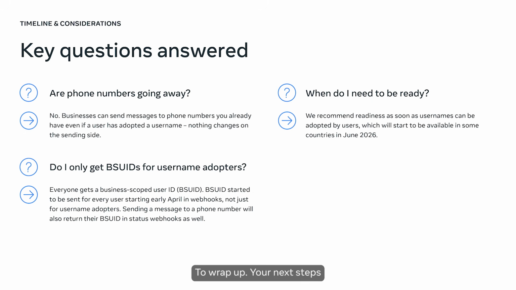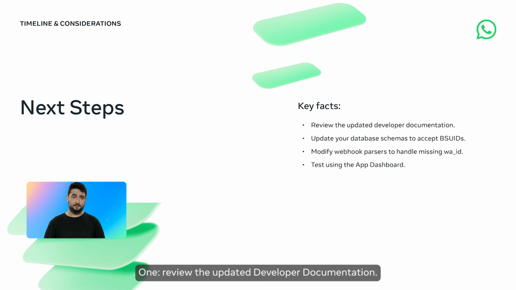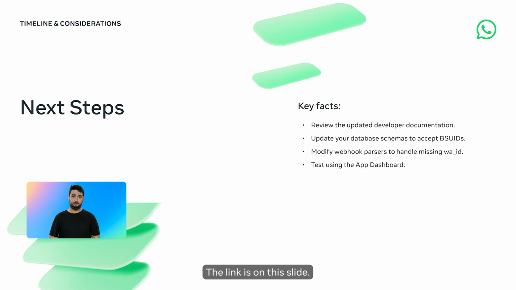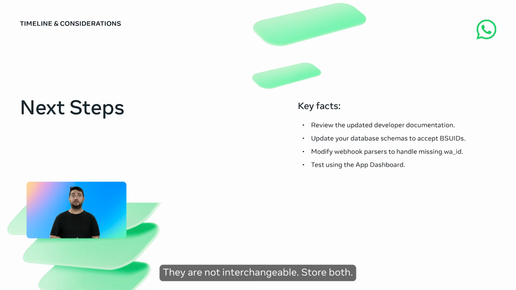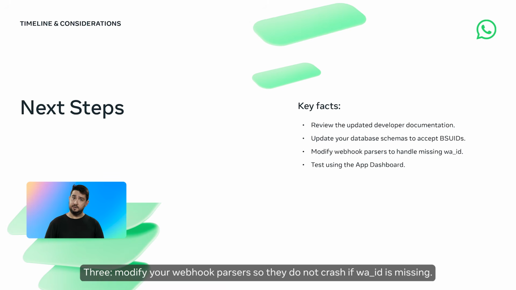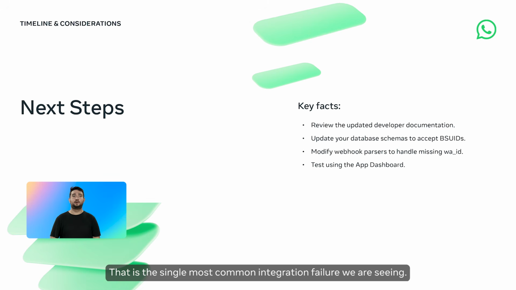To wrap up your next steps, 4 things to act on. 1. Review updated developer documentation. The link is on this slide. 2. Update your database schemas to allow for BSUIDs alongside phone numbers. They're not interchangeable. Store both. 3. Modify webhook parsers so you do not crash if WhatsApp ID is missing. That is the single most common integration failure we are seeing.